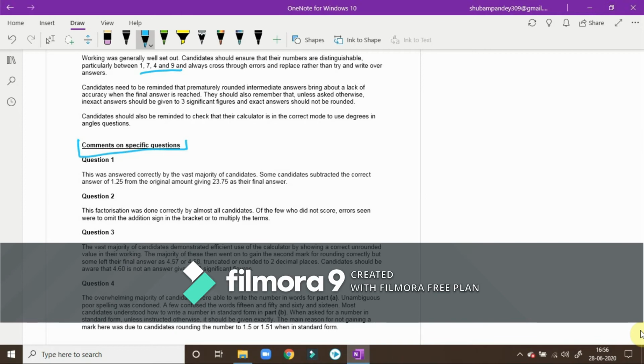So after viewing that question, what we actually had to find was 5% of $25. So what is that? 5% of $25 is actually 5 by 100 multiplied by 25, that is equal to 125 by 100. And if you divide it, it's just shifting of decimals by 2 places, so it is 1.25.